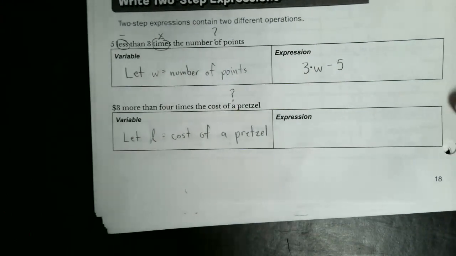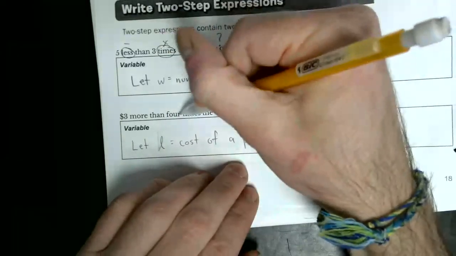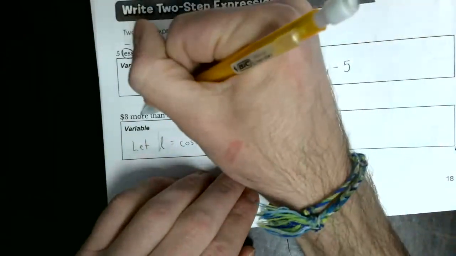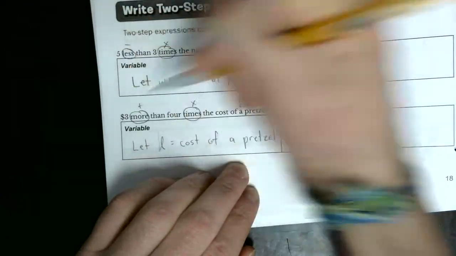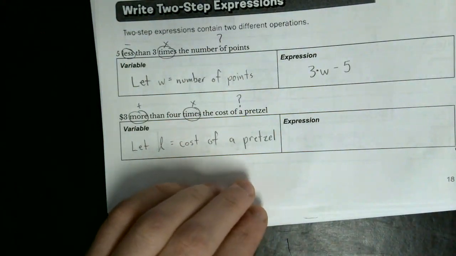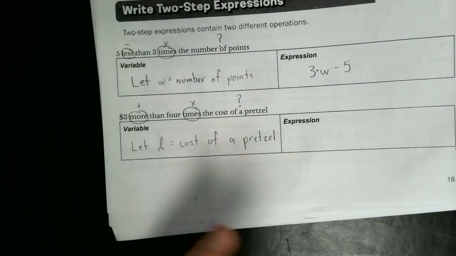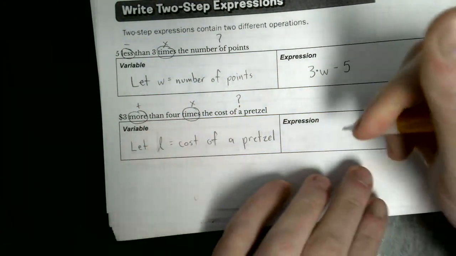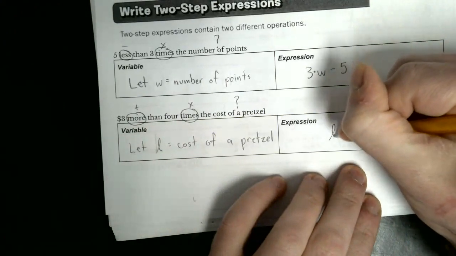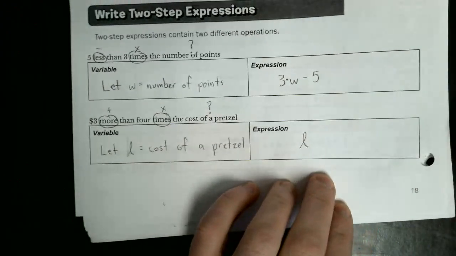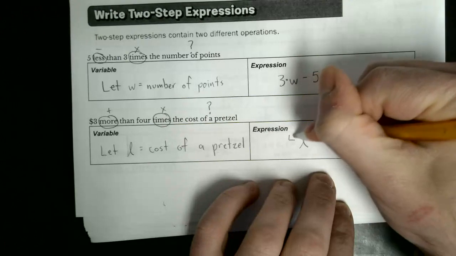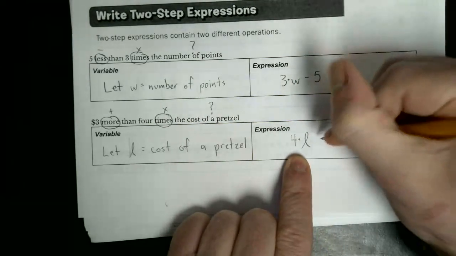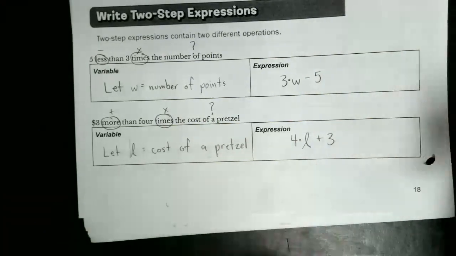All right. This is a two-step one. How do we know? Well, we got times here, 4 times the cost of a pretzel, and we have $3 more, which is going to be adding. So again, we're going to start with the multiplication. We're going to kind of go in the order of operations here. 3 more than 4 times the cost of a pretzel. Well, here's the pretzel. 4 times more than that. That's 4 times the cost of the pretzel. Plus 3 would be $3 more.